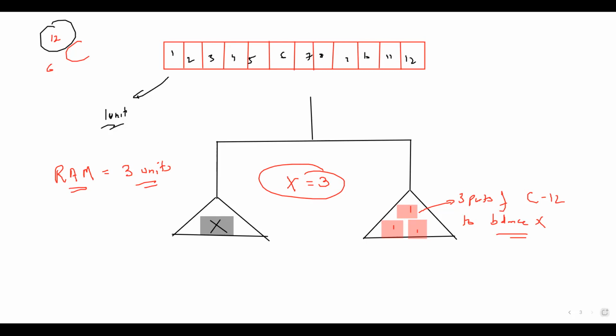And if there is another element, element Y is there.